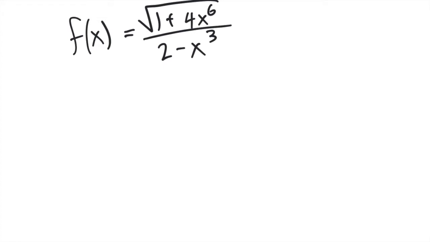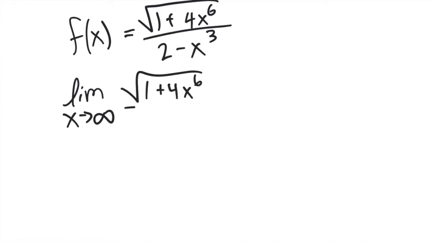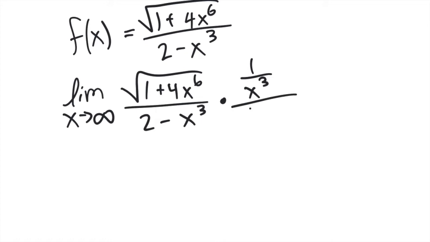So you could actually do the same thing here. If you're talking about the limit as x goes to infinity of the square root of 1 plus 4x to the sixth over 2 minus x to the third, you could go ahead and multiply by 1 over x to the third divided by 1 over x to the third, just like we did in the last problem. Look at what's going to happen here. If you want to rewrite 1 over x to the third on the top so that it goes inside of the square root, another way to rewrite this is the square root of 1 over x to the sixth. Now you can bring that into the square root and multiply and see what happens there.